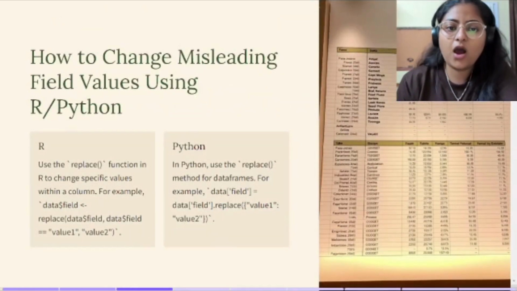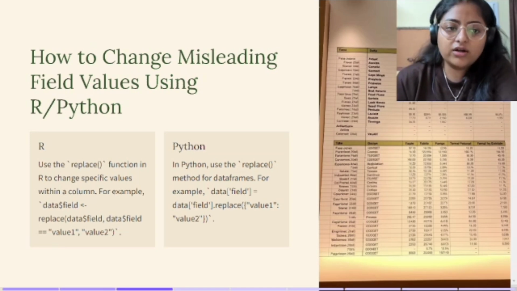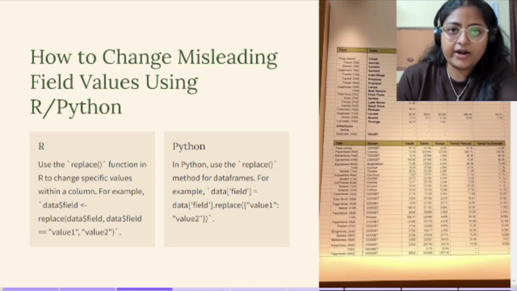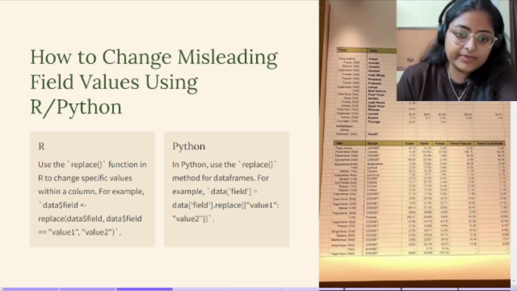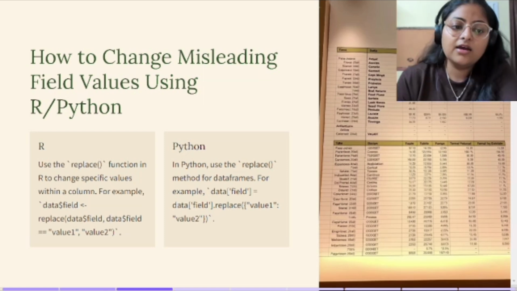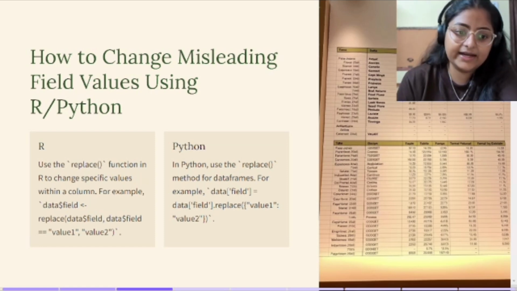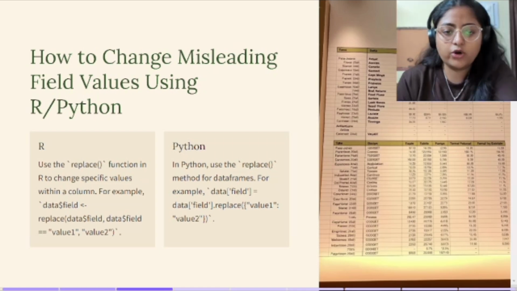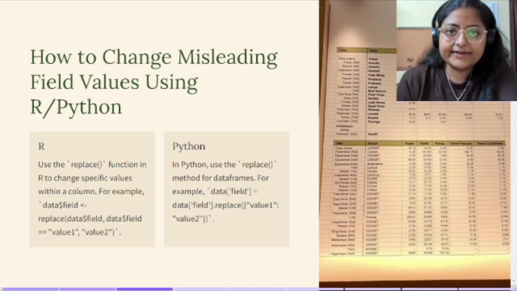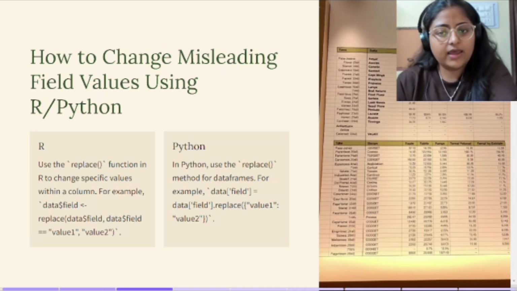Moving on, let's see how to change misleading field values using R or Python. If by mistake we have added something which is not required for our data set, or it is affecting our data set, we can remove it or change it by using the replace function in R to change specific values within a column. For example, data$field replace the field value, whatever value it is, 1 or 2. In Python, use the replace method for data frames. For example, data['field'] and then the replace value, whatever it is, 1, 2 or any number.